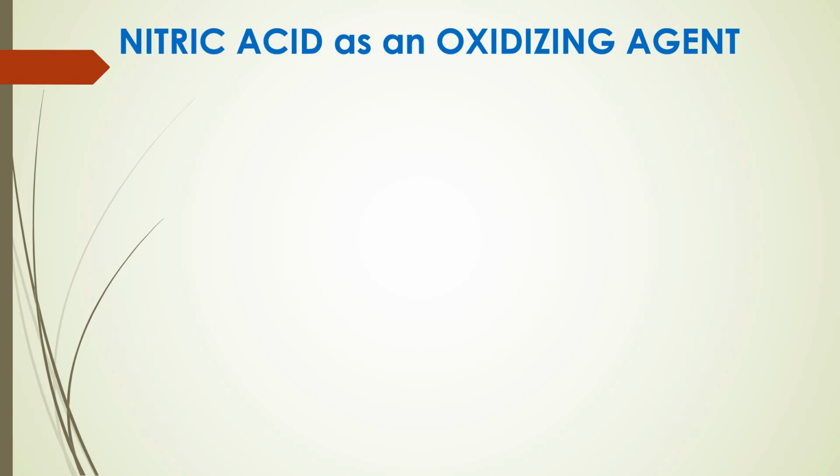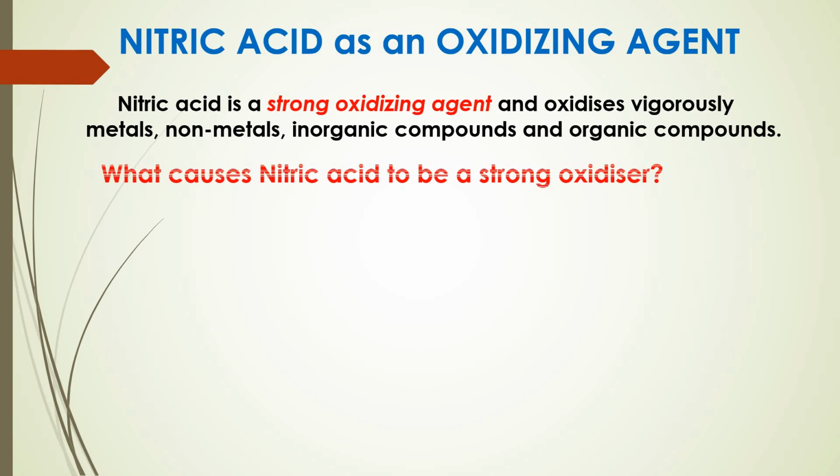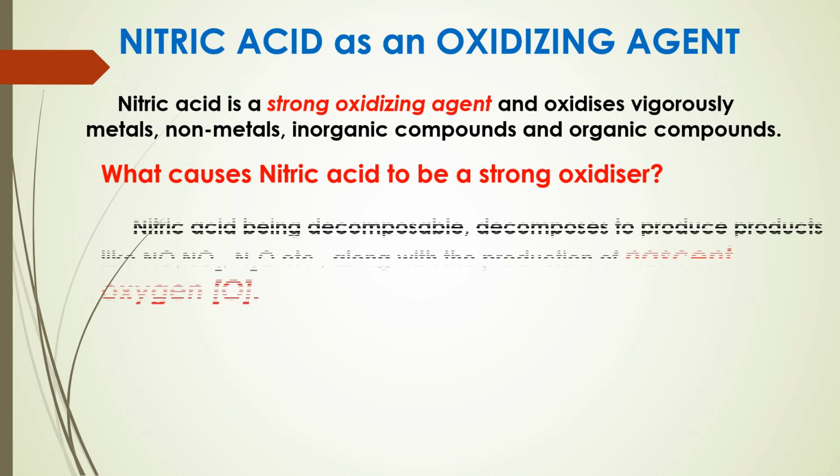So nitric acid as a strong oxidizing agent. Nitric acid is a strong oxidizing agent and vigorously oxidizes metals, non-metals, inorganic compounds and organic compounds. That means nitric acid oxidizes almost all different types of compounds or elements. But what causes nitric acid to be such a strong oxidizer? Let's try to understand that.